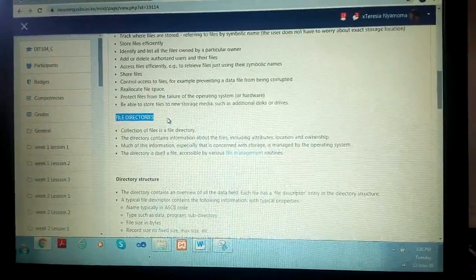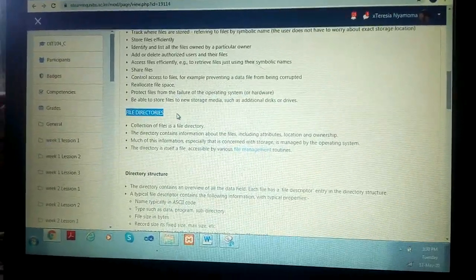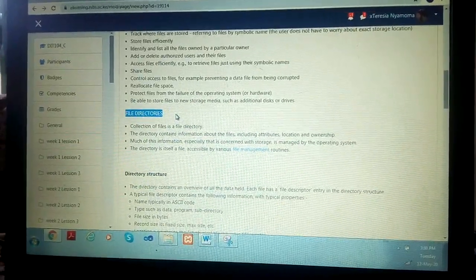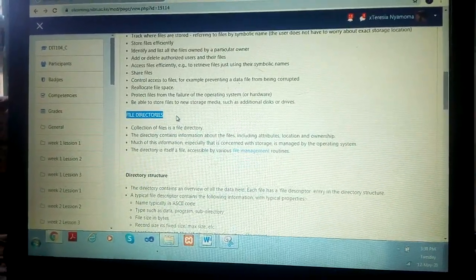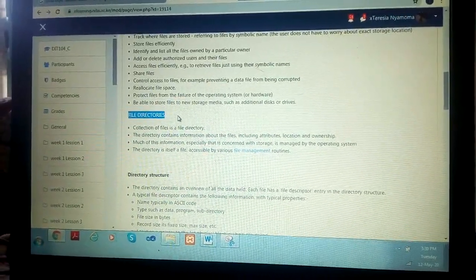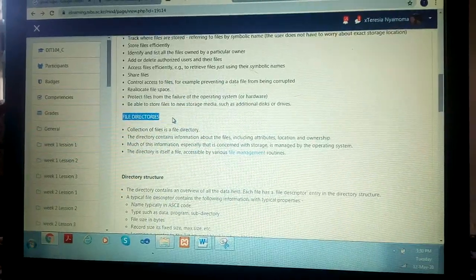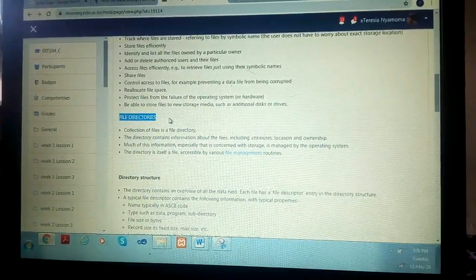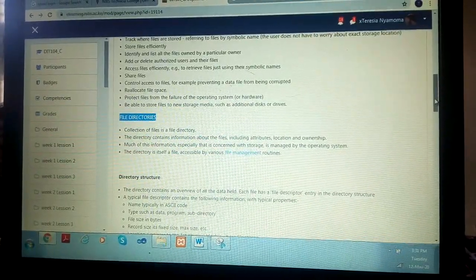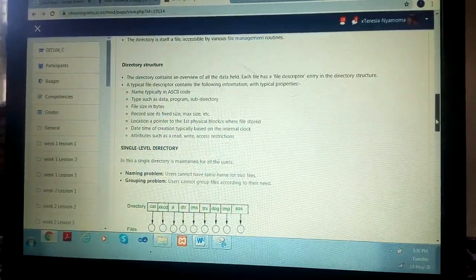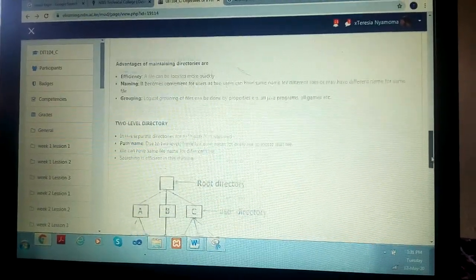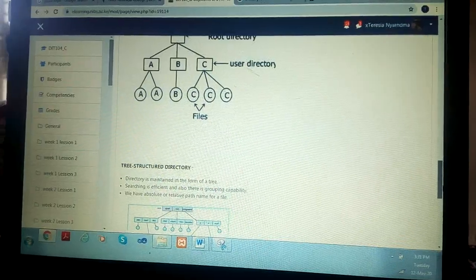Today's lesson, we are going to look at files and directories in our operating system. A file is a collection of related records, and these files are well organized and accessed easily by anybody when they are placed in a directory. So we have three common types of directories, namely single level directory, two level directory, and tree structured directory.